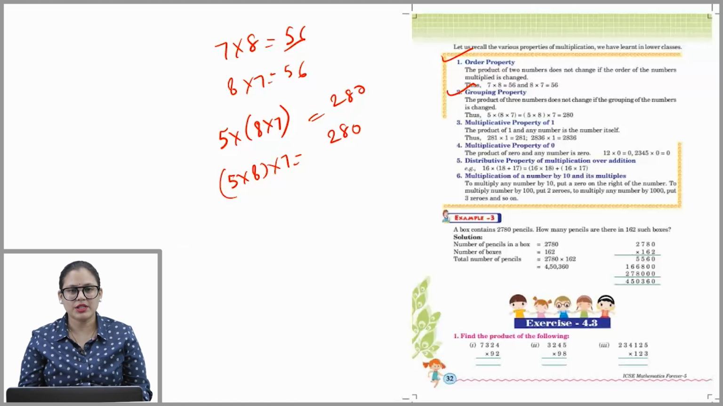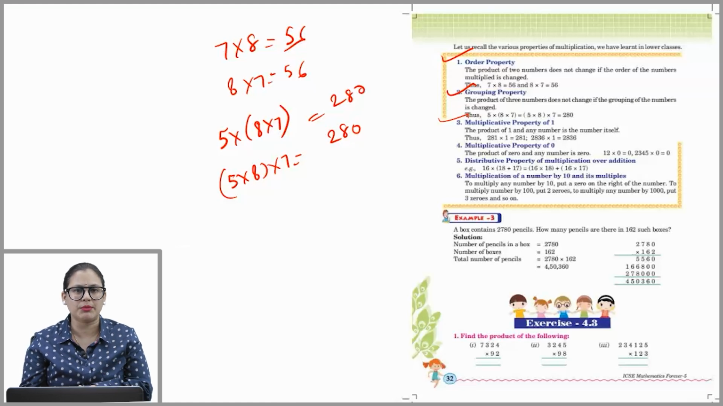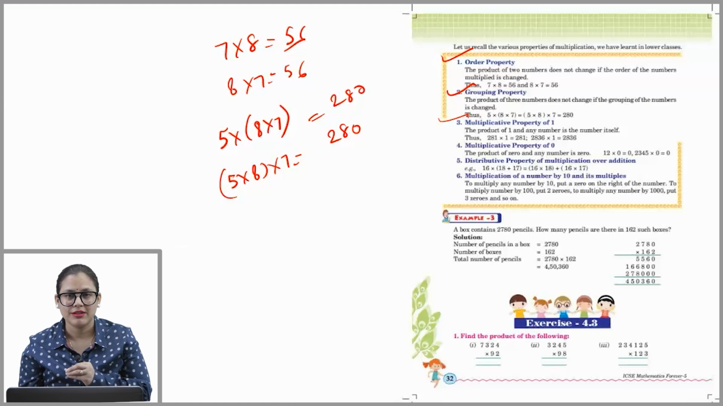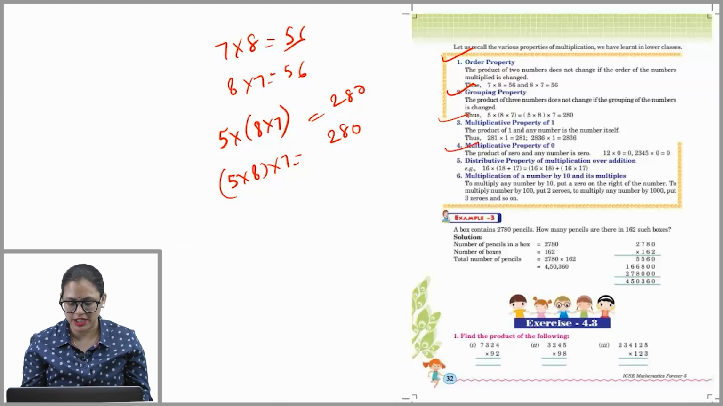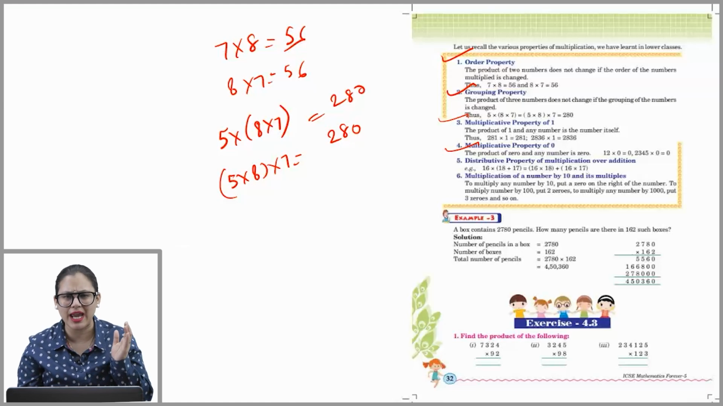Number 3, multiplicative property of 1. The product of 1 and any number is the number itself. Means if you multiply any number by 1, the product remains the number itself. And number 4, multiplicative property of 0. The product of 0 and any number is 0. No matter how big a number is, if you multiply any number by 0, you will get the product 0.